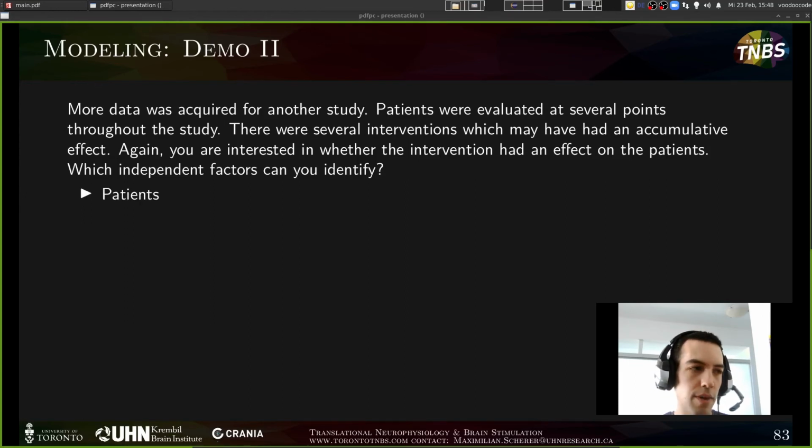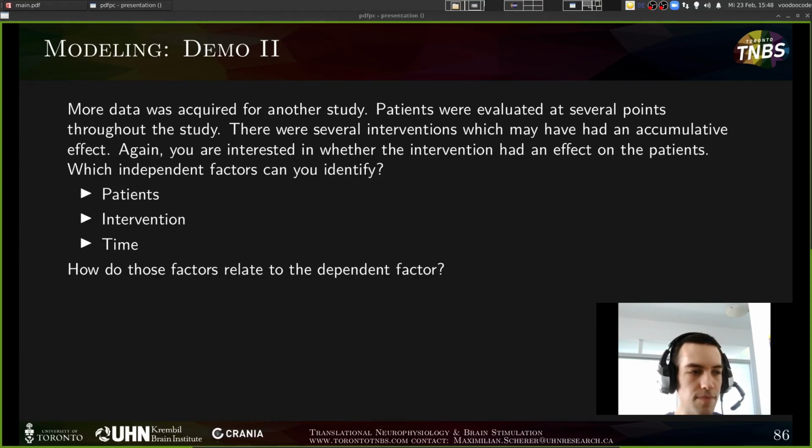This time we'd have the patients, we have the intervention, and we have the additional factor time, because we are measuring those patients repeatedly at several points throughout our study. So we're not only having pre and post, but did that a couple of times. And then, of course, we have to conceptualize how those three independent factors affect our dependent factor.